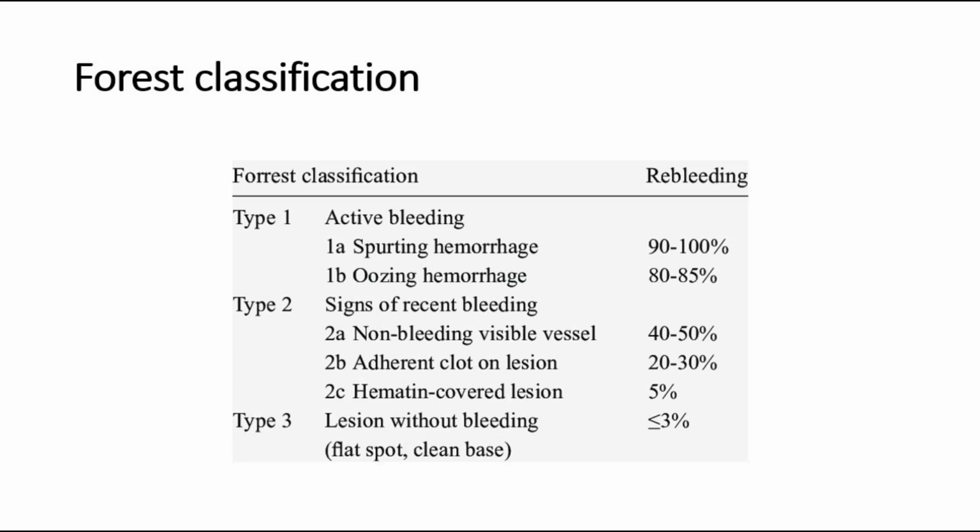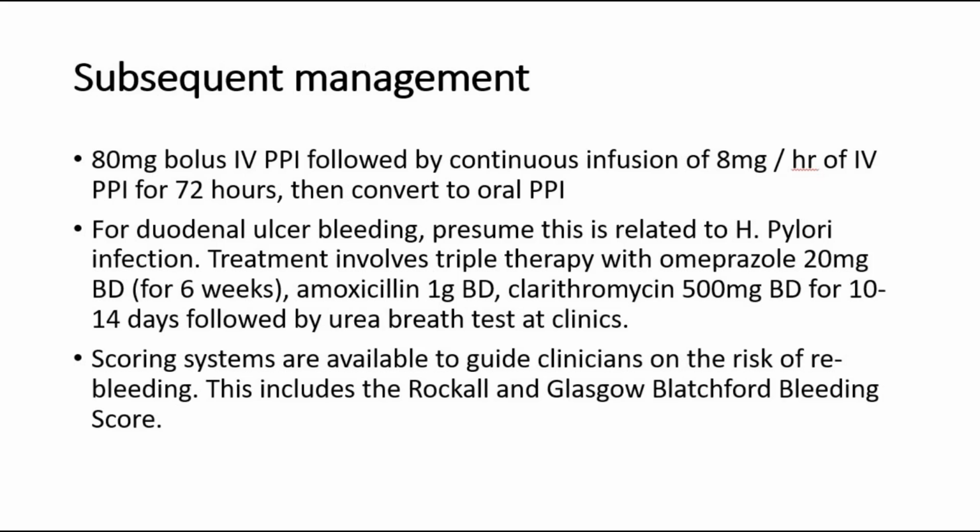For subsequent management, 80 mg bolus IV PPI followed by continuous infusion of 8 mg per hour of IV PPI for 72 hours, then convert to oral PPI. For duodenal ulcer bleeding, presume this is related to H. pylori infection. Treatment involves triple therapy with omeprazole, amoxicillin, and clarithromycin 500 mg BD, followed by urea breath test at clinics. Scoring systems are available to guide clinicians on the risk of rebleeding. This includes the Rockall and Glasgow Blatchford bleeding score.